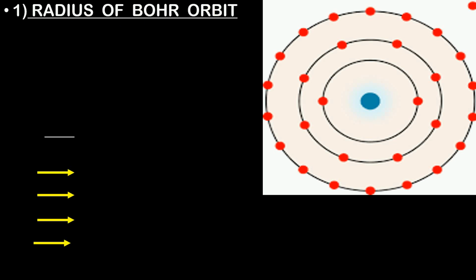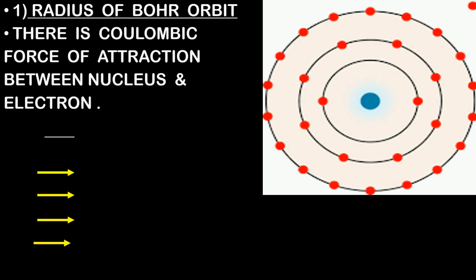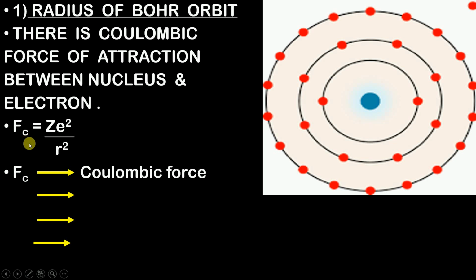Let's understand how. See, there is a Coulombic force of attraction between nucleus and electron. As mentioned earlier, this nucleus is positively charged and this electron is negatively charged. Since they are oppositely charged, there will be a force of attraction between the electron and nucleus. This force of attraction is known as the Coulombic force of attraction between nucleus and electron. And the formula for this Coulombic force of attraction is Z e squared upon r squared, where this Fc is the representation of Coulombic force.